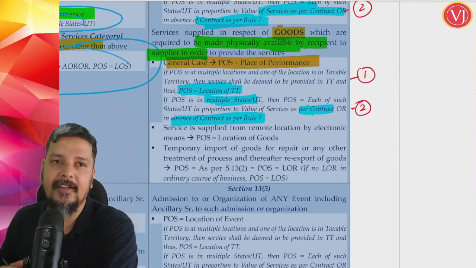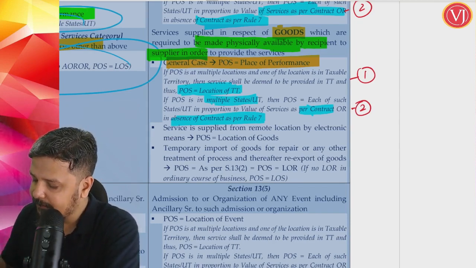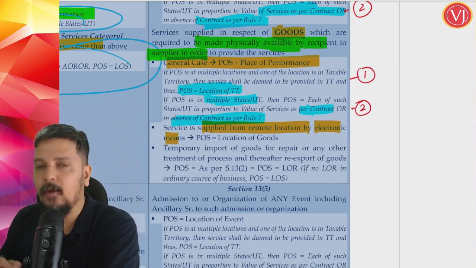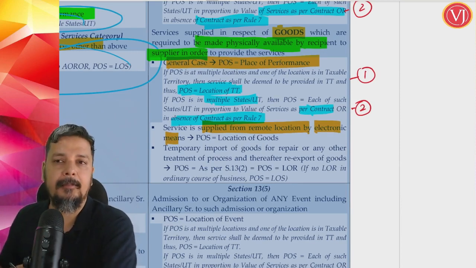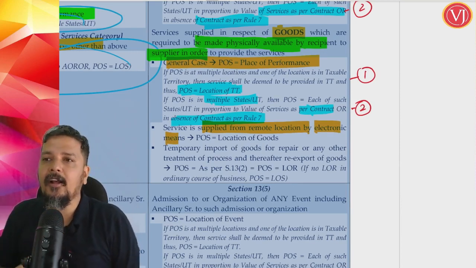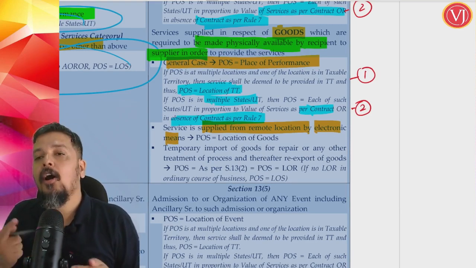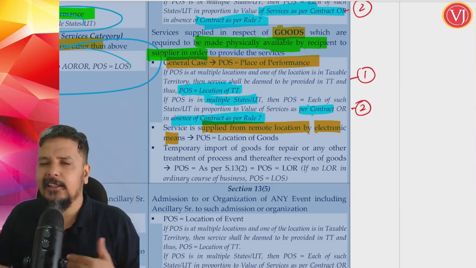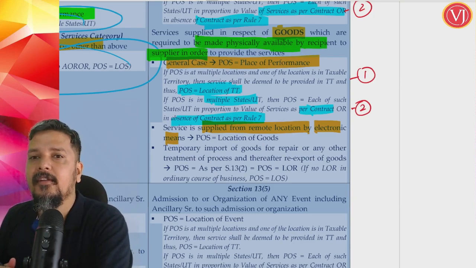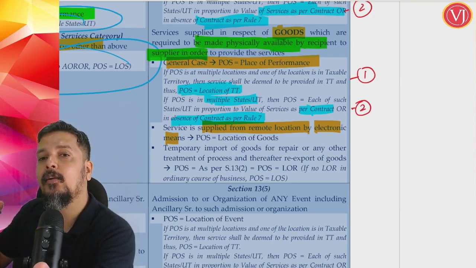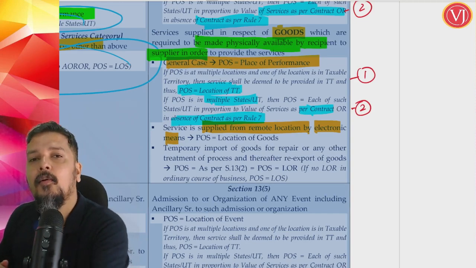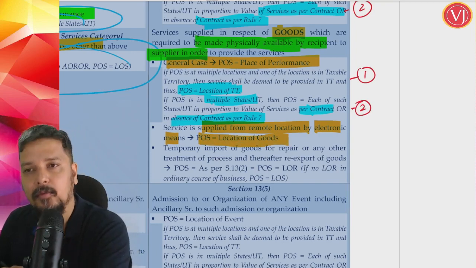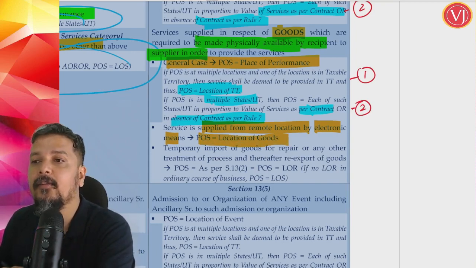But there are certain special cases. This was a general case. What are those special cases? If the performance is from a remote location outside India or from India but from a remote location by electronic means. See, the goods can be outside India but remotely I am monitoring from India, or the goods can be in India remotely, the performance is done from outside India. Either or, which means goods are at one place but the control of performance is at other place. Focus should be on goods. In that case, place of supply is location of goods.